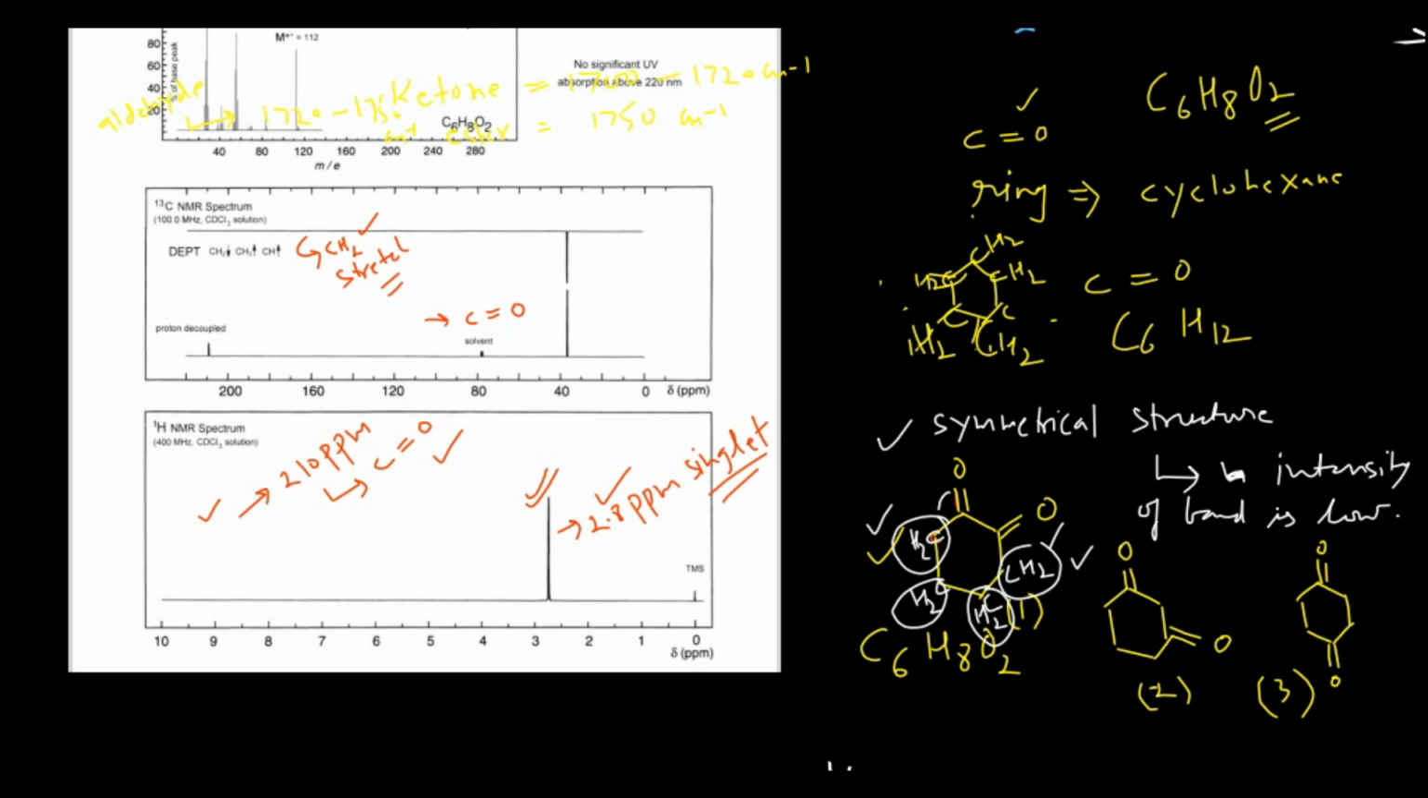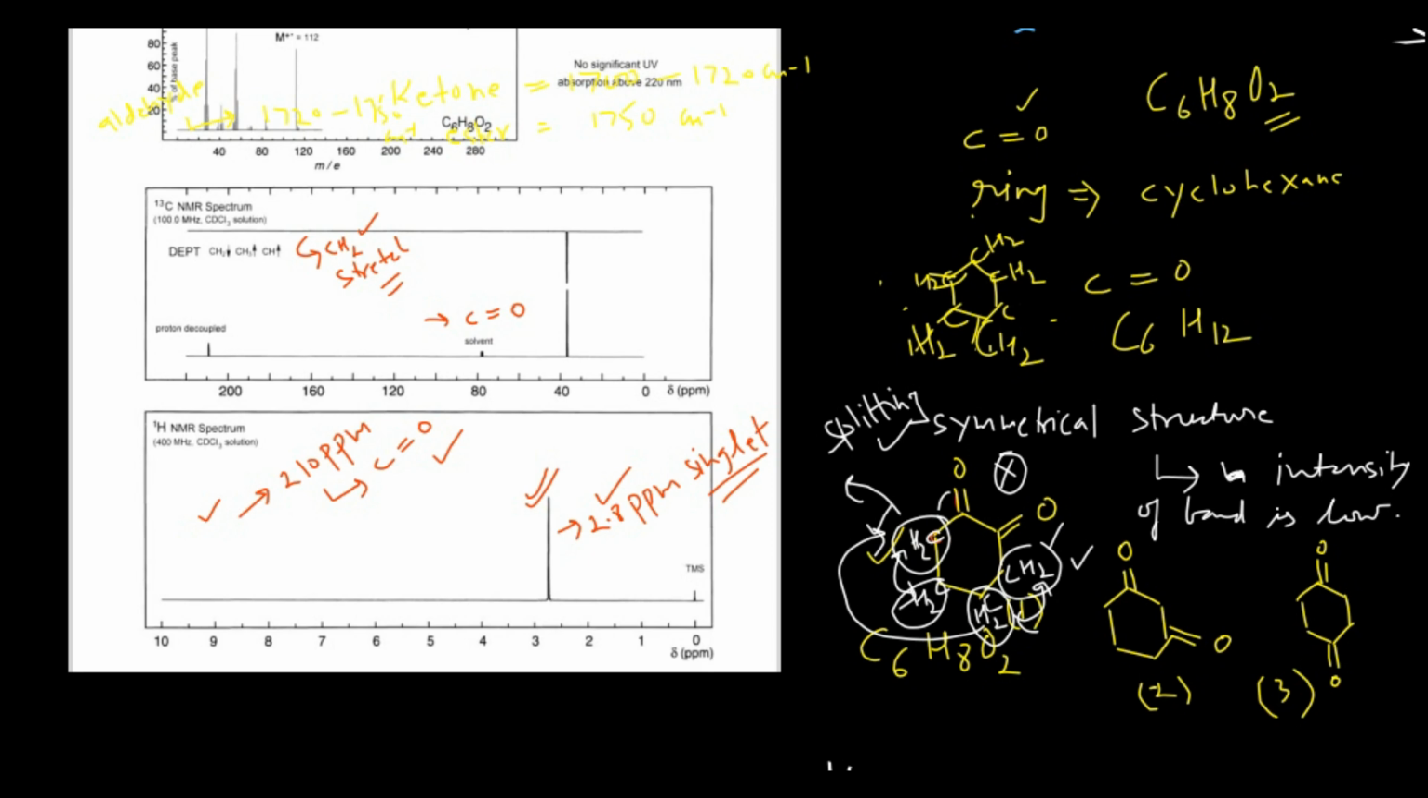That means these two hydrogens will couple, and these two hydrogens can also couple. Long range coupling may also occur. This will give you the splitting pattern. But splitting is not taking place. That means this is not the most probable compound.